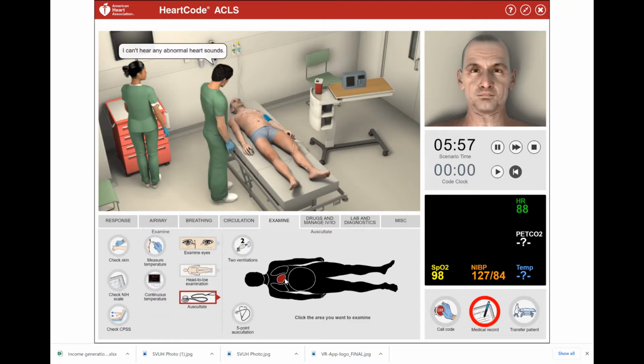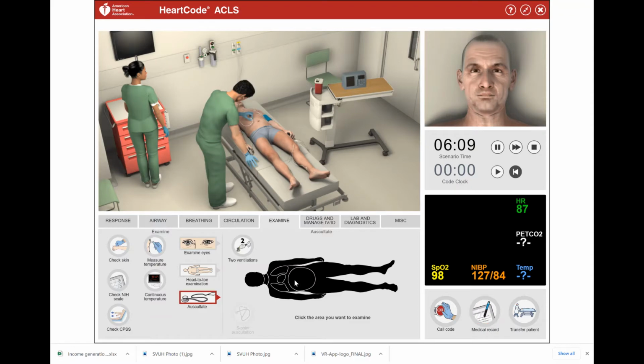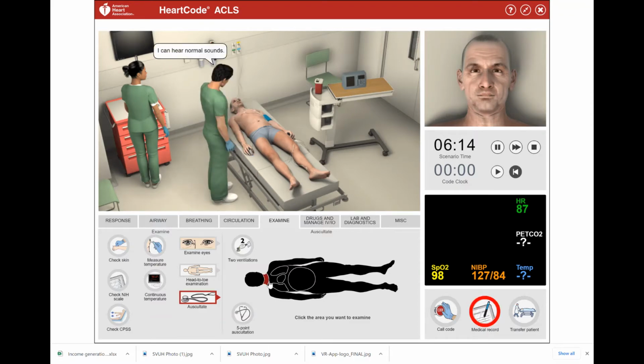I can't hear any abnormal heart sounds. Clicking around to examine that, the benefit and the value in it is nil, really. You know, why not just give me all the X-ray information? This isn't teaching me anything, and then we listen to the stomach by clicking on the stomach. I can hear normal sounds.